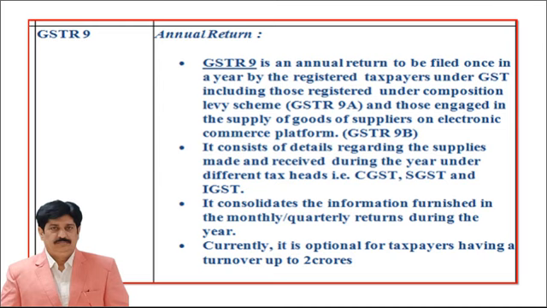GSTR 9 consists of details regarding the supplies made and received during the year under different tax rates: CGST, central government tax, SGST and IGST. It consolidates the information furnished in the monthly or quarterly returns during the year.